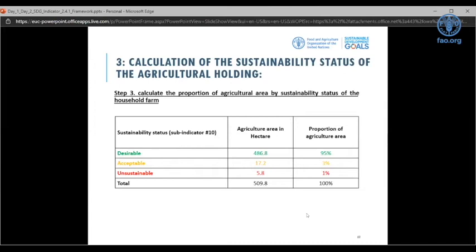So once we associate these statuses to the agriculture holding and agriculture land area that those holdings operate, we then add up the areas, greens, yellows, and reds. We divide by the nationally representative agriculture area to estimate the proportions. So now let me go to the Excel sheet.